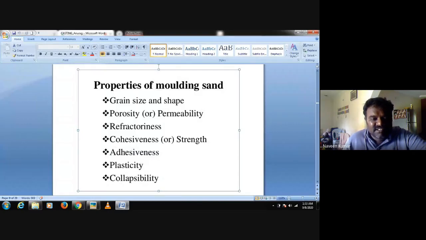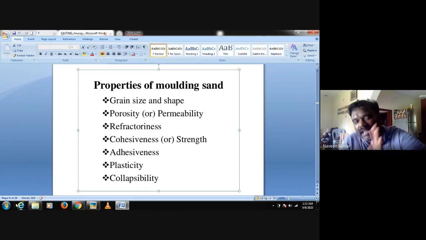Next, adhesiveness. What is adhesiveness? Adhesiveness is nothing but sticking property. We know that the mold cavity is prepared within the mold flask, correct or not? So whenever we pour molding sand, the molding sand should be able to stick to or adhere to the container walls or mold flask walls. Otherwise, we cannot carry out the casting process. We call it adhesiveness. So adhesiveness is the ability of the molding sand to stick to the container walls or mold flask walls.